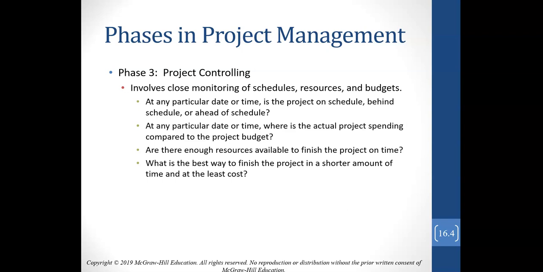And are the resources that we identified in our schedule in phase 2 going to be available to us when we need them per the project schedule? And then lastly, now that the project's underway, is there a different way that's been identified that would allow us to complete the project sooner and perhaps even under budget?